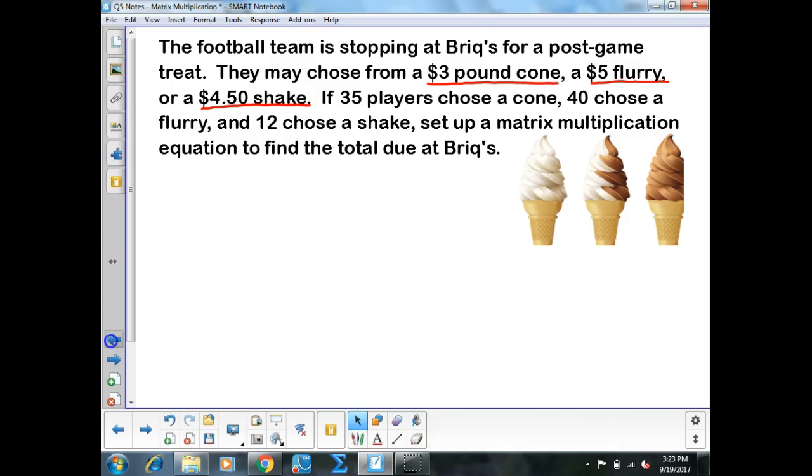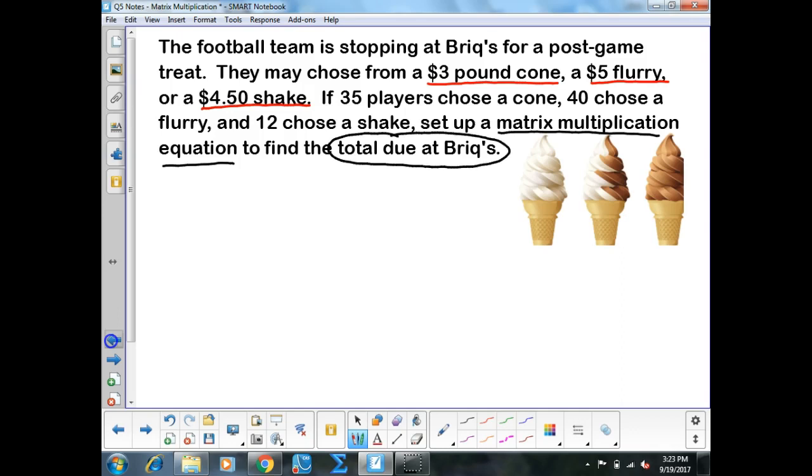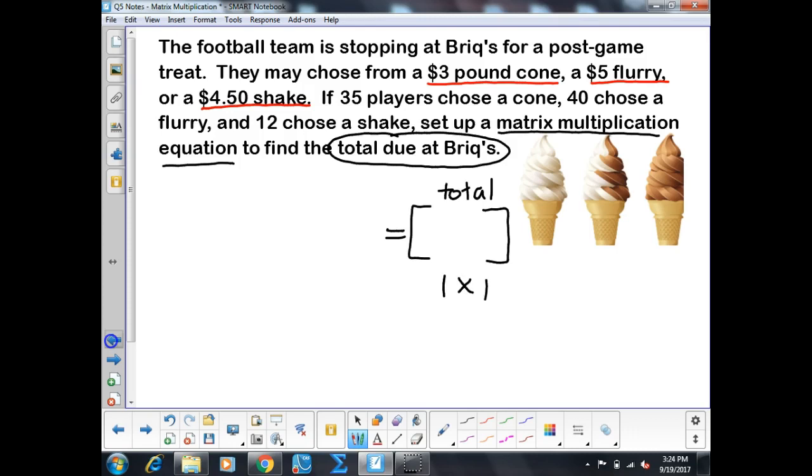Now we want to figure out, by setting up a matrix multiplication equation, the total amount due at Bricks. Okay? So think about what we want the answer of our matrix multiplication to be. We just want to know one thing. We just want to know the total. So this means we want the resultant matrix to be 1 by 1. Which means when I go to multiply them, I'm going to have 1 times something times the same something, so I can multiply them together by 1.